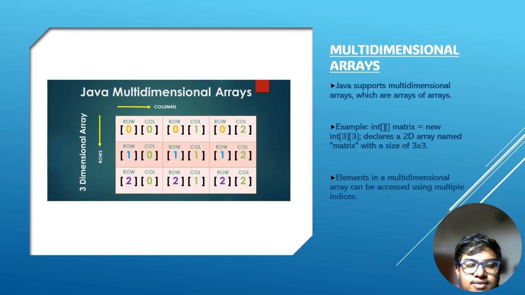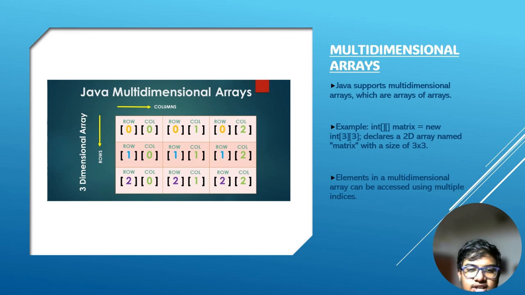Up till now we were talking about single dimension arrays. Now we are going to talk about multi-dimensional arrays. Java supports multi-dimensional arrays, which have two sets called rows and columns. For example, here you can see int[][] matrix = new int[3][3]. So you're specifying the number of rows and the number of columns. It declares a 2D array named matrix with the size 3 by 3. If you know matrices, you'll understand how it's happening.